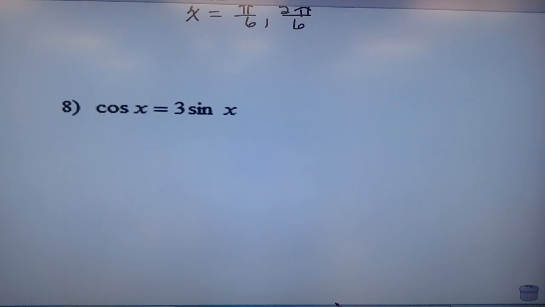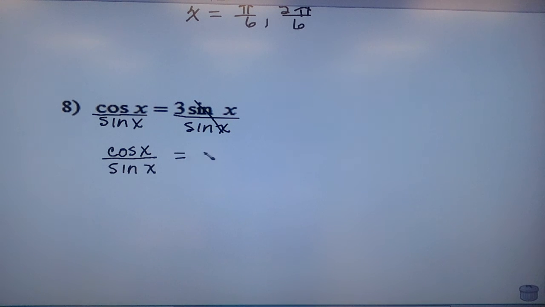Last but not least, number 8. Wow, we have 2 different trig functions here. Again, we're not trying to solve for both of them. We just want to see when cosine of x is going to be equal to 3 sine of x. So let's simplify this a little bit by dividing both sides by sine of x. So we can cancel sine here. We have cosine of x over sine of x equals 3.